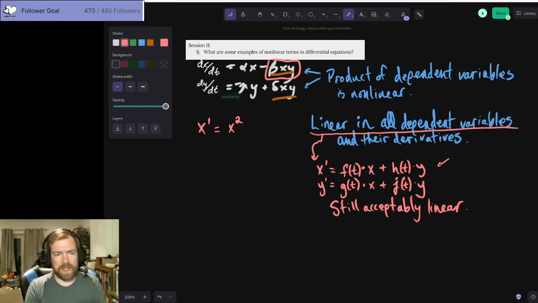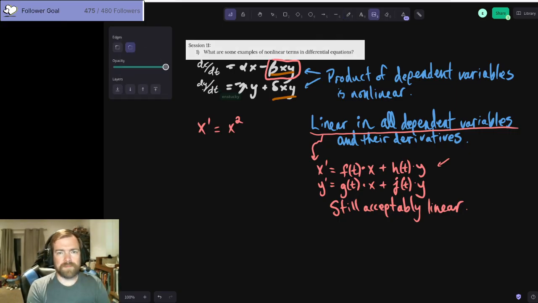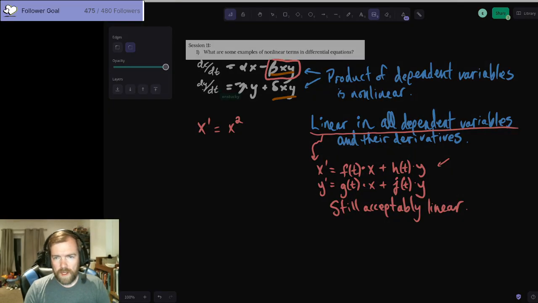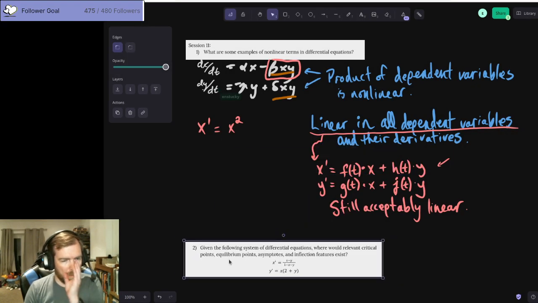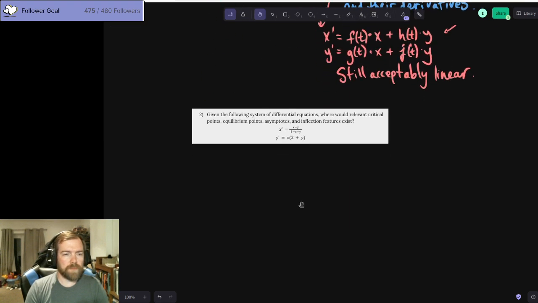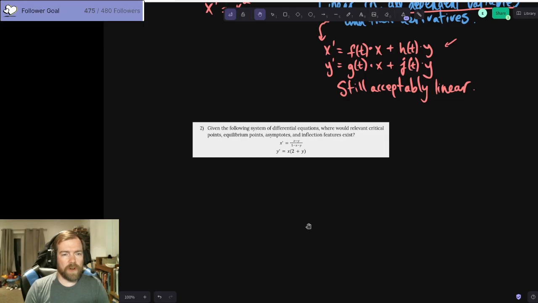It's going to at least be decently easy. And if anybody in chat has any questions, please feel free to let me know. There we go. For number 2. Given the following system of differential equations, where would relevant critical points, equilibrium points, asymptotes, and inflection features exist?